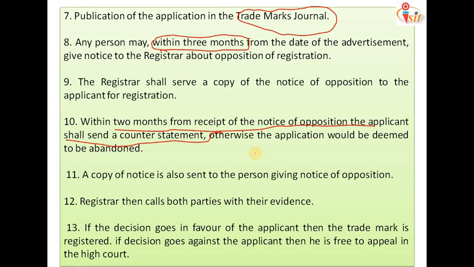A copy of the notice is sent to the person giving notice of opposition. If the clarification is given by the applicant, then a copy of it is sent to the opposition also. The registrar then calls both the parties with their evidence, and hears both the parties. If the decision goes in favor of the applicant, then the trademark is registered, and if the decision goes against the applicant, then he is free to appeal to the High Court.